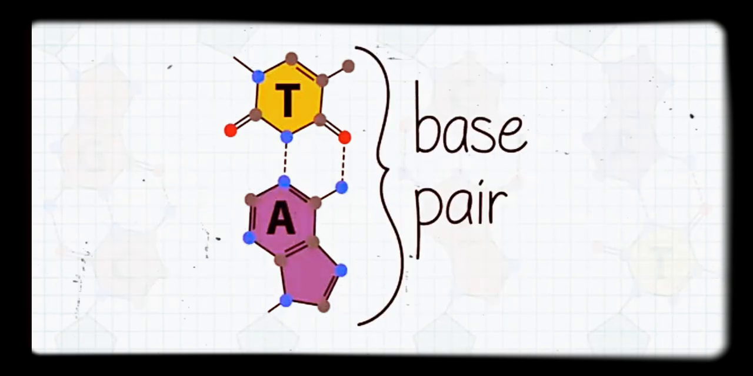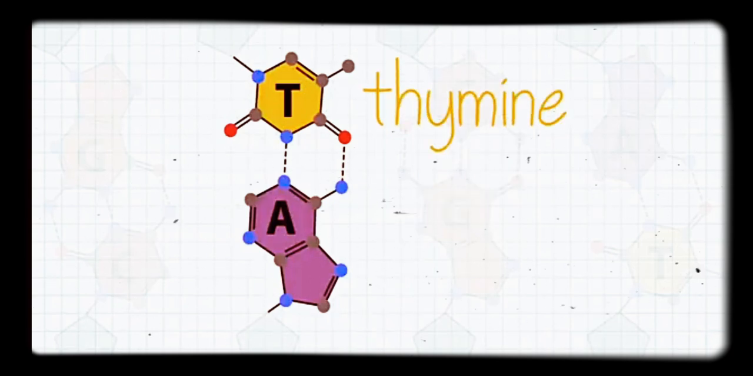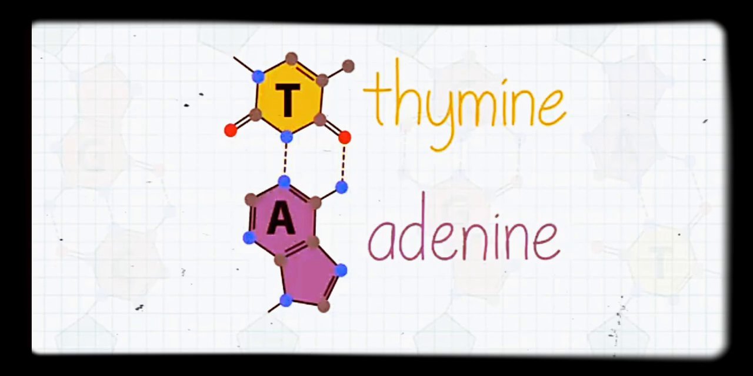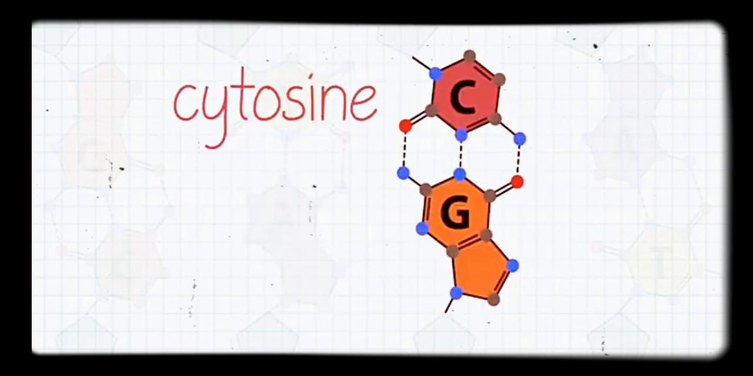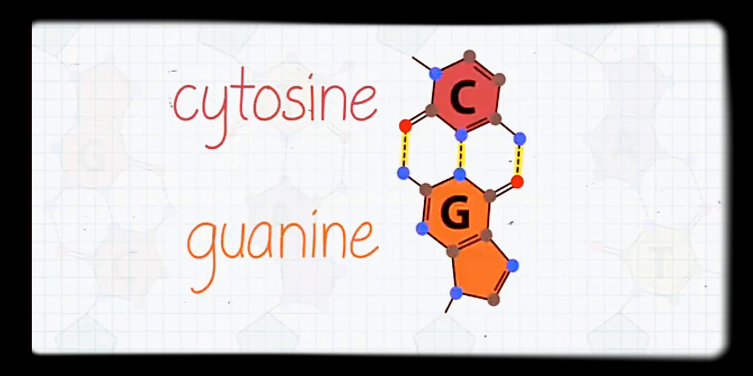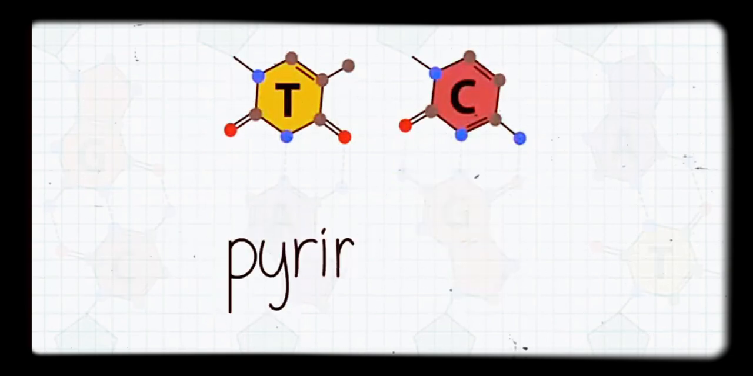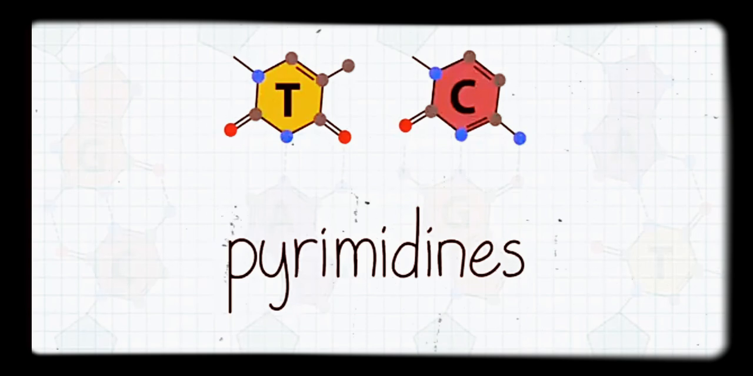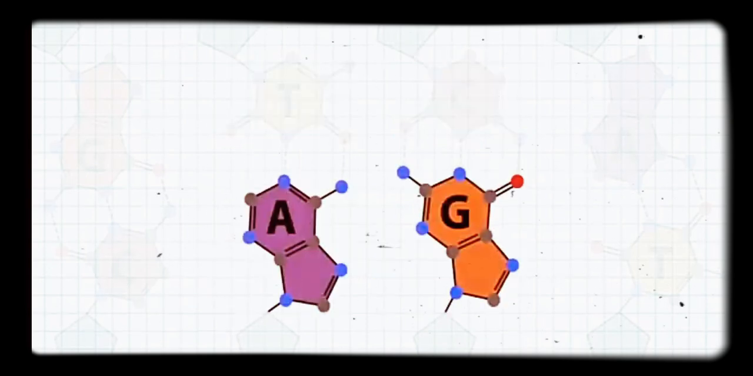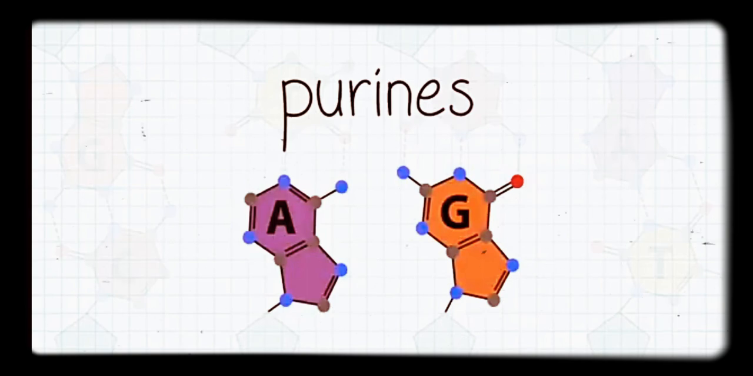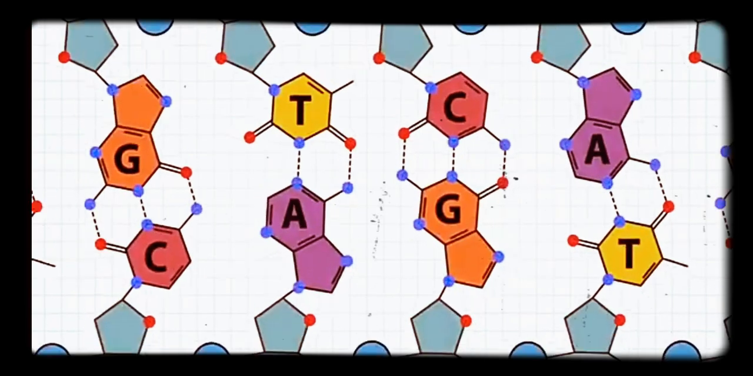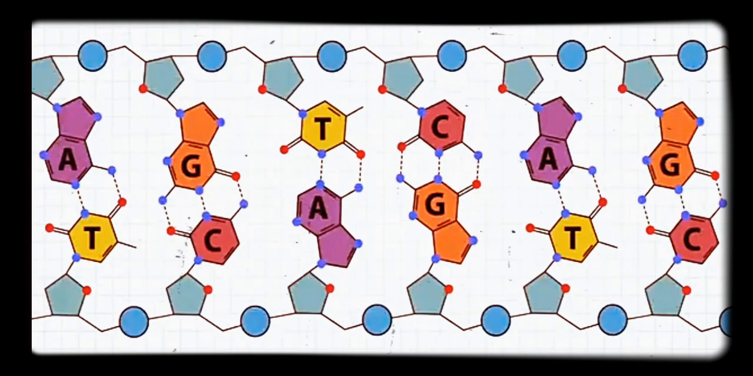The hydrogen bonding contributes to the specificity of base pairing. Thymine preferentially pairs with adenine through 2 hydrogen bonds, and cytosine preferentially pairs with guanine through 3 hydrogen bonds. Thymine and cytosine are called pyrimidines, characterized by their single ring structure, and adenine and guanine are called purines, which have double rings. The geometry of the AT, or TA, and GC, or CG base pairs is the same.